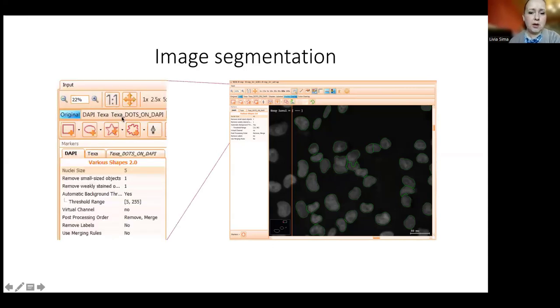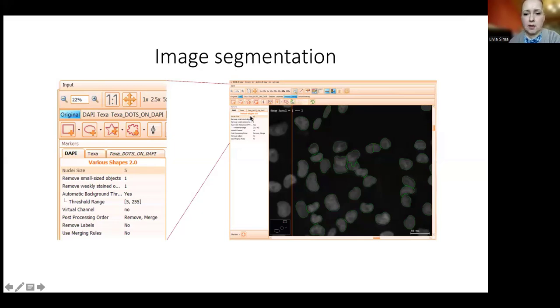Here you can see a magnification of this input window, and usually we can start by modifying nuclei size until the mask that is generated by the software overlaps perfectly to the nuclei size that we see by eye.